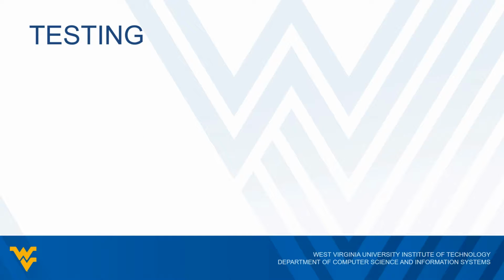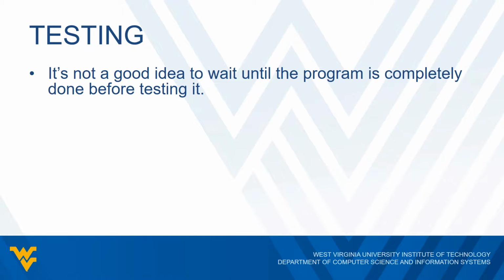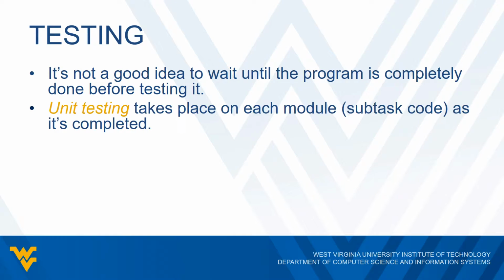Now, it's not a good idea to wait until the program is complete before you do any testing. In a problem of any size, it's too late to identify where an error occurs. So there are other different types of testing that we can use to help us during the implementation process. Unit testing will take place on each module or subtask code as it's completed.